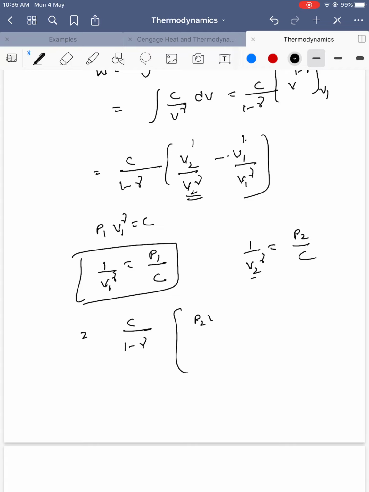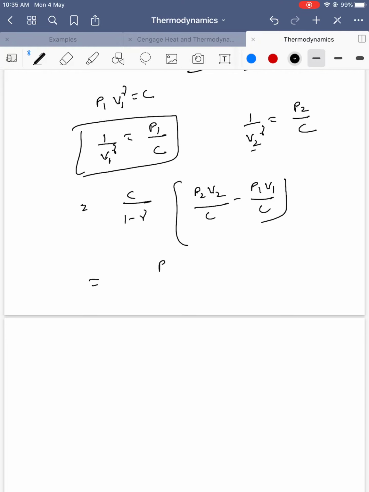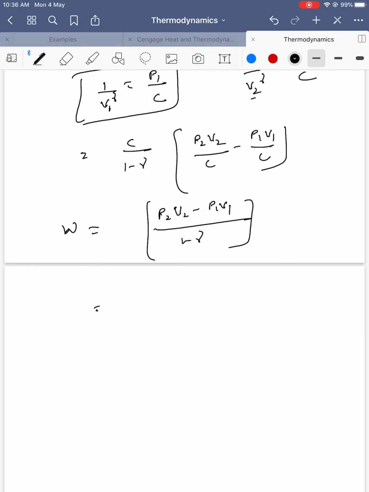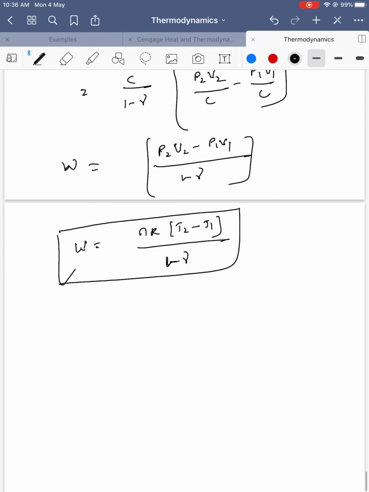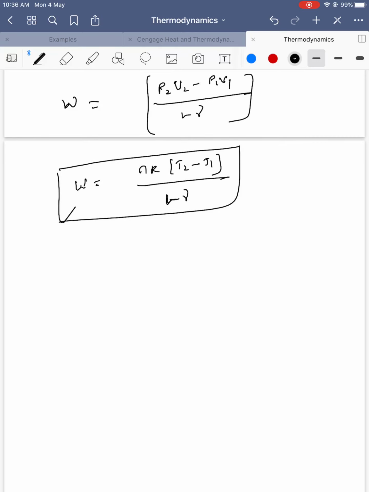So P2V2 by C minus P1V1 by C. So C gets cancelled. P2V2 minus P1V1 by 1 minus gamma is nothing but work done. So PV is nothing but nRT. nR(T2 minus T1) by 1 minus gamma is nothing but the work done. Okay, work done. So the graph will be for pressure versus volume.